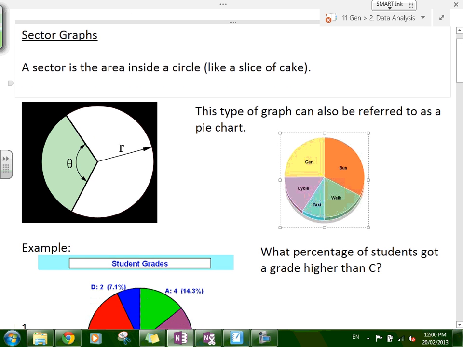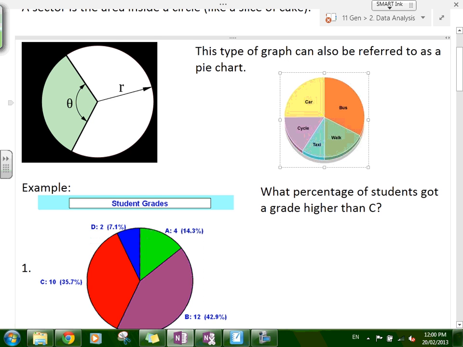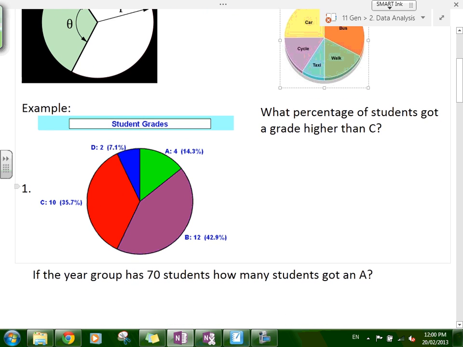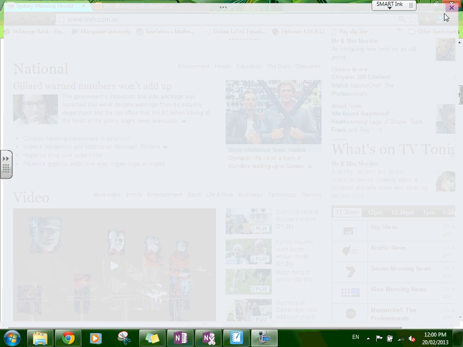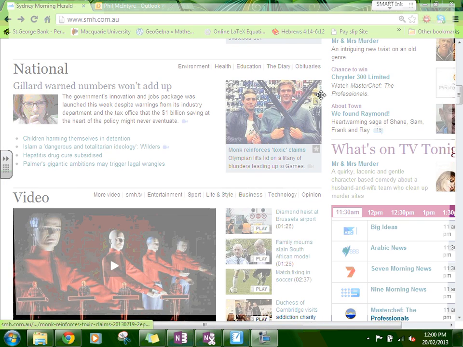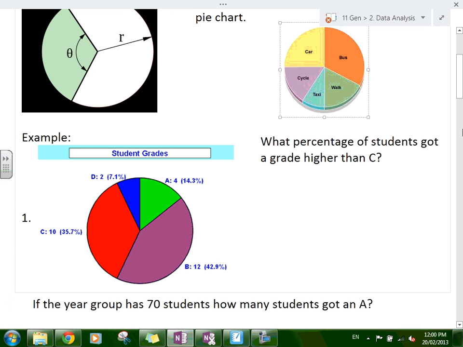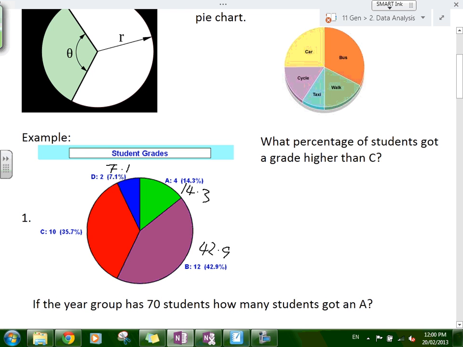Right, so now if we have a look at this example here, it says student grades. Can you see those percentages? Let me just close it and open it so the pen will work. It's not the clearest. You've got the 4 different colors. This is student grades from a particular school. That's 7.1%. That's 14.3. That's 42.9. And this one is 35.7. So that's A, B, C, and D.